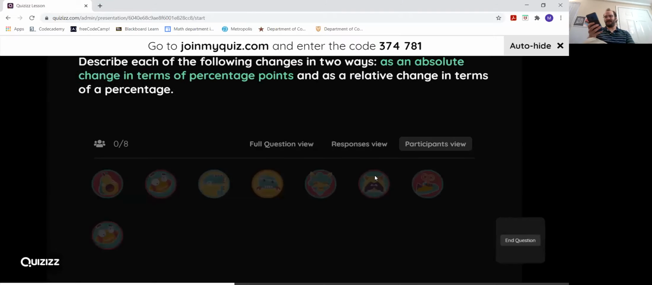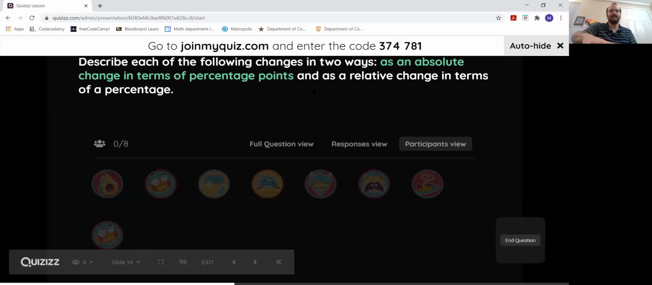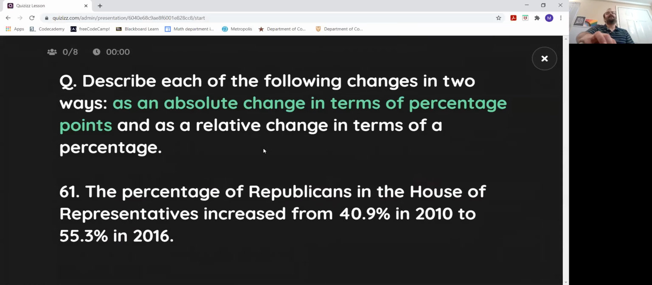Describe each of the following changes as an absolute change in terms of percentage points and as a relative change in terms of a percentage. So in case things weren't confusing enough, now we're doing percents of percents. Woo. So the percentage of Republicans in the House of Representatives increased from 40.9 to 55.3. So if we want to talk about things in terms of percentage points, this is the absolute change between these things. And so this is really getting at some vocabulary.